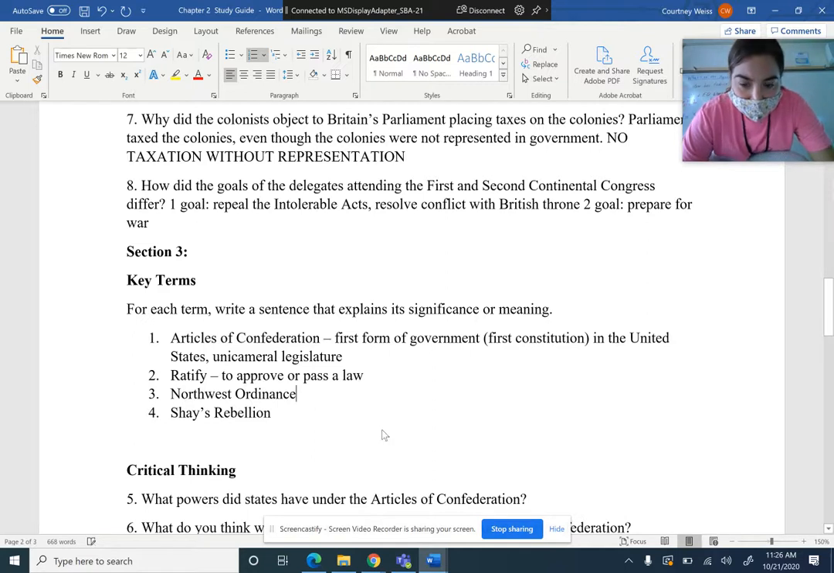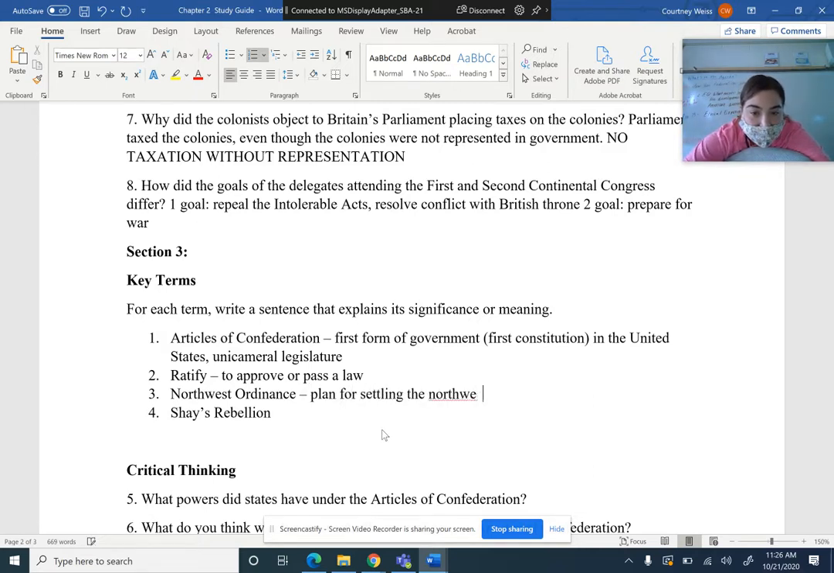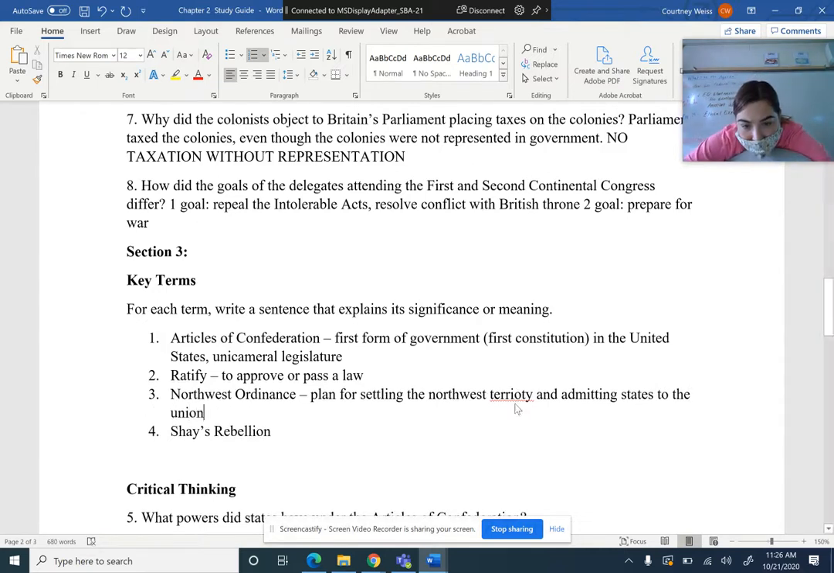Good. Northwest Ordinance. Hannah? The plan for settling Northwest Territory. It was a plan for settling the Northwest Territory and admitting states to the Union. It was actually very successful, so successful that it lasted for 125 years. And this was probably one of the only successes of the Articles of Confederation.